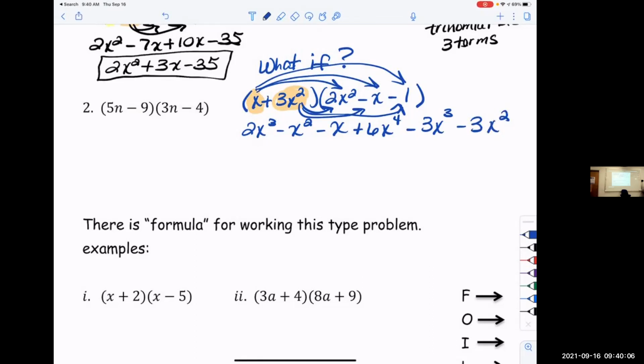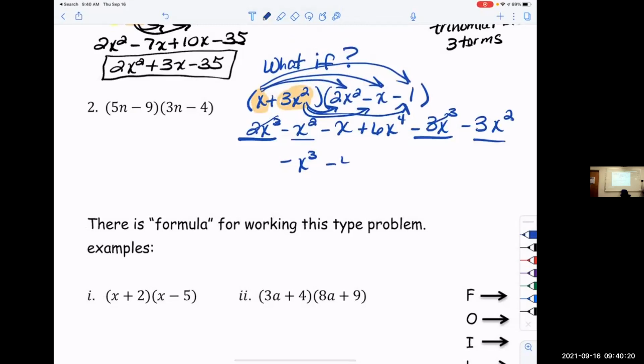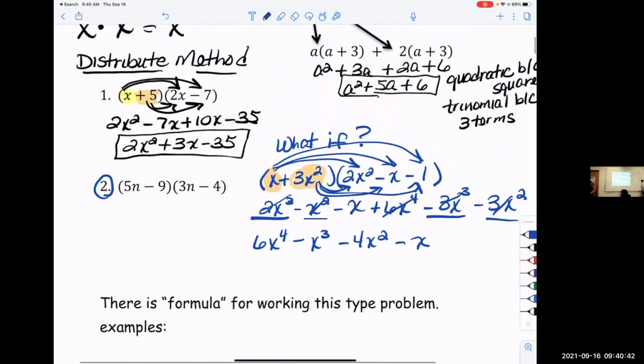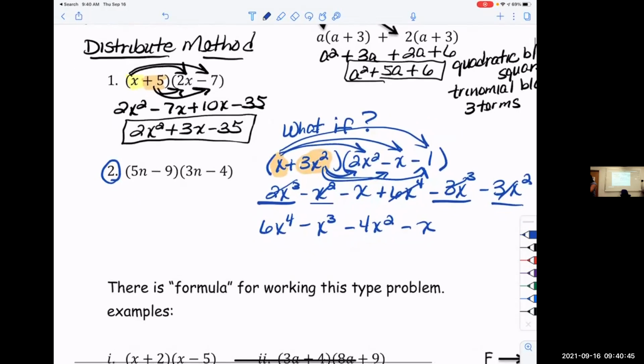So then you just look, is there anything I can combine? Well, 2x cubed and negative 3x cubed would be negative x cubed. And then you have negative x squared minus 3x squared, so minus 4x squared. And then you have a 6x to the 4th. I missed that one. And then minus 6. So you can multiply anything using that distributive method. Anything. All right. So go ahead and do this one using that distributive property method, and just make sure that you're fine on that thought process before we add to it.